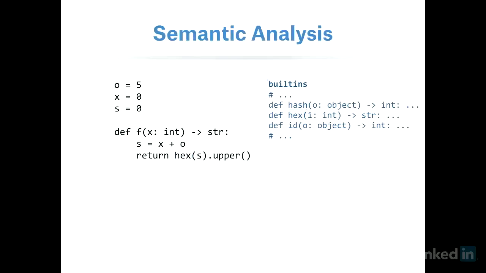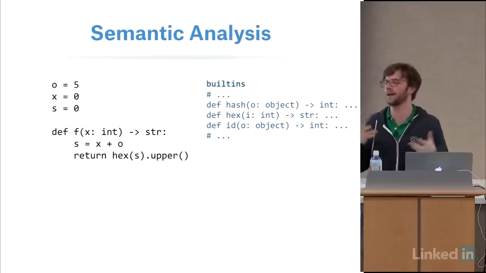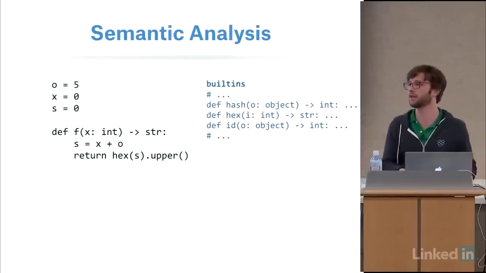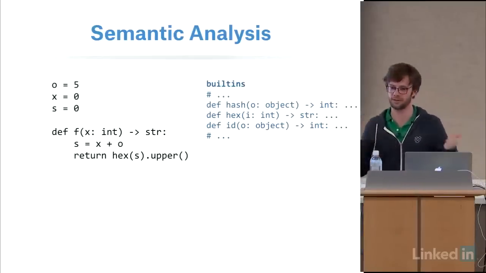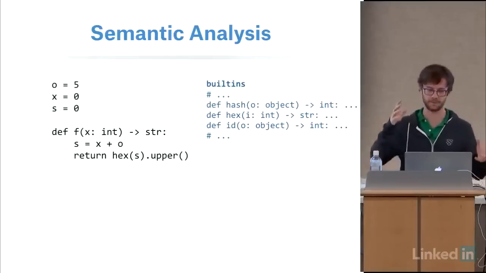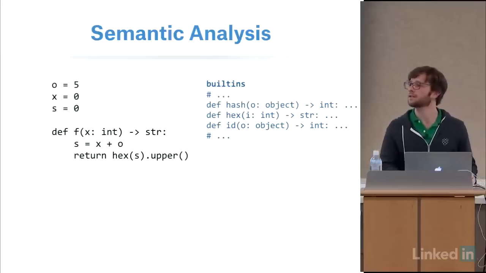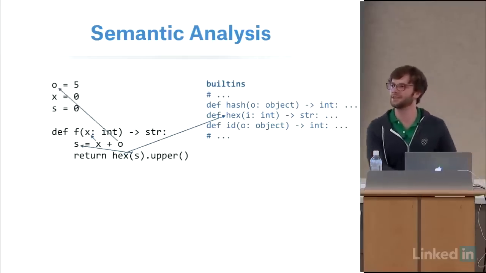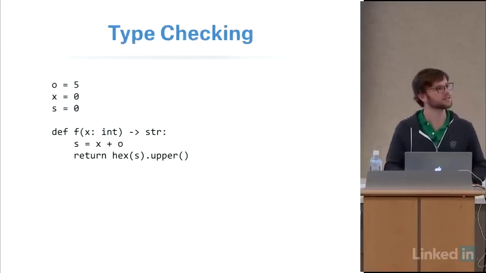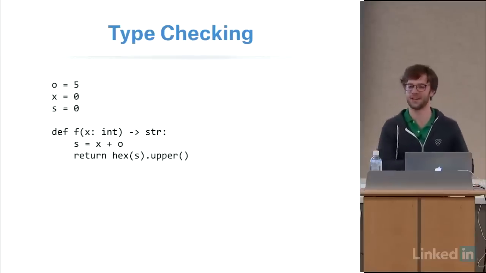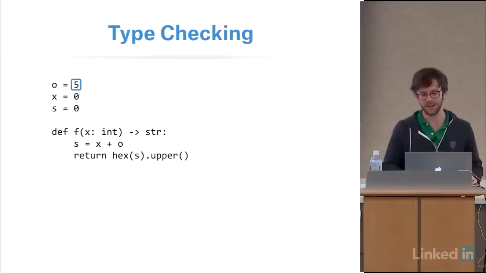And note that we don't try to look up upper yet, because we can't actually figure out what upper refers to. Because the only way we know what upper is actually referring to is by knowing what the type of hex of S is. And we don't know that yet at this stage. We can only figure out references for names and not attribute references. So in all, this is about what the semantic analysis step does. It builds all these links. So now we can get to the type checking stage, which is the exciting part where we can actually tell you have errors.